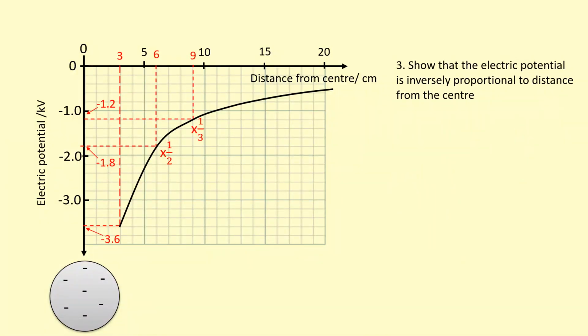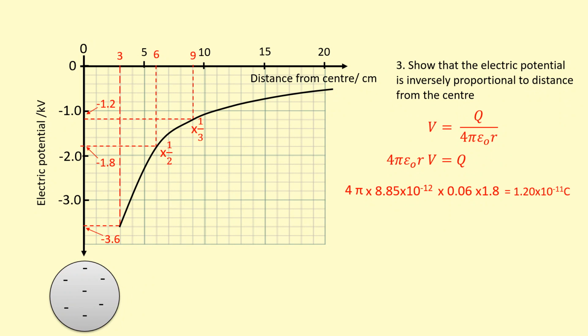Okay, another way to think about this is we know that the equation here is V equals Q over 4 pi epsilon naught R, and we could just find the constant Q because the charge on the sphere should be a constant. So if I just do 4 pi epsilon naught R times V, you should get the charge. And if I multiply for any set of data, and here I've used 0.06 and 1.8, but you can use any set of data, you should get the same number for them.